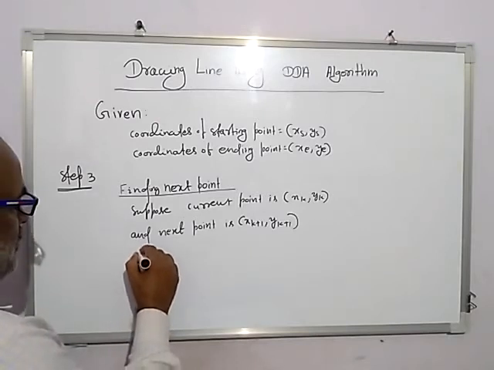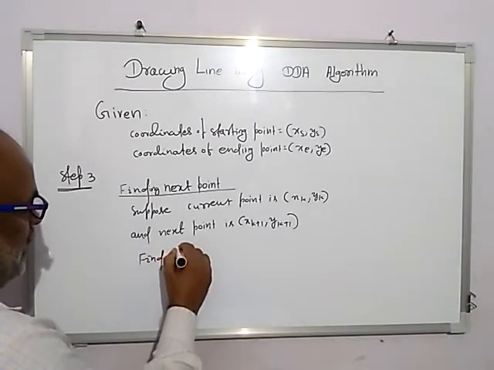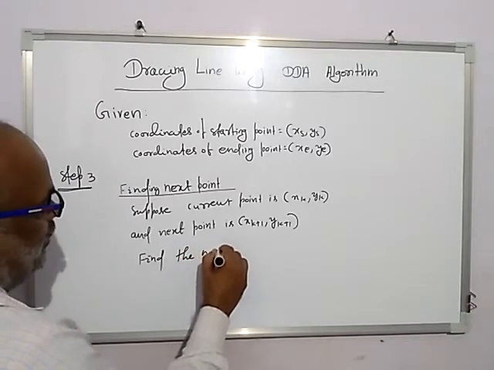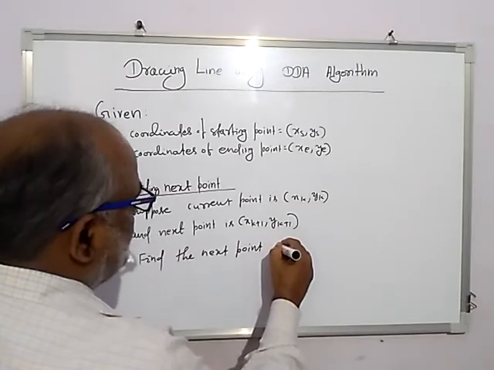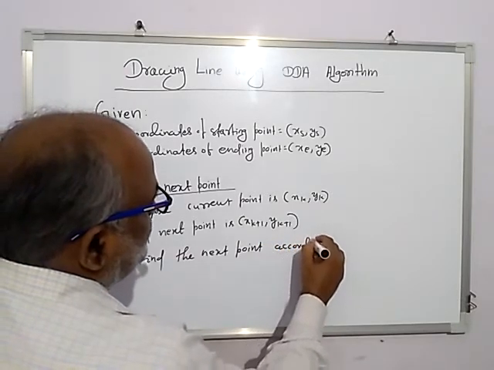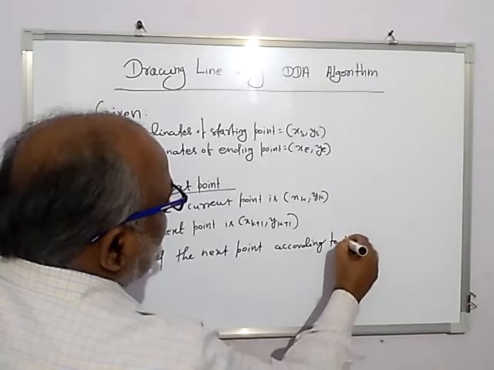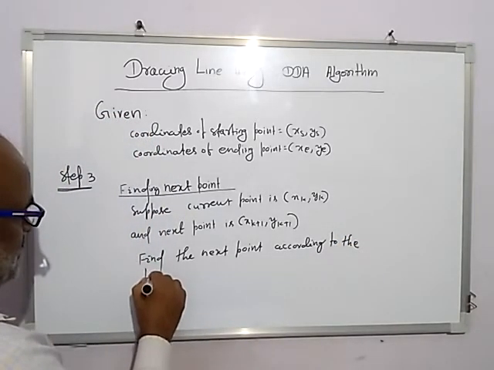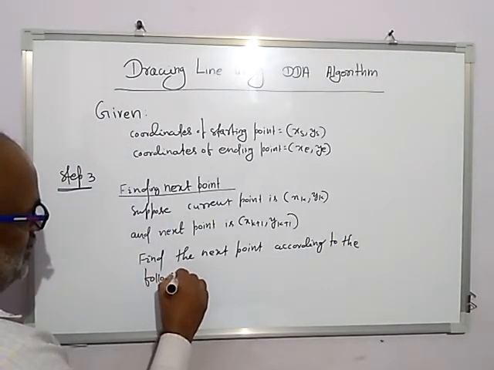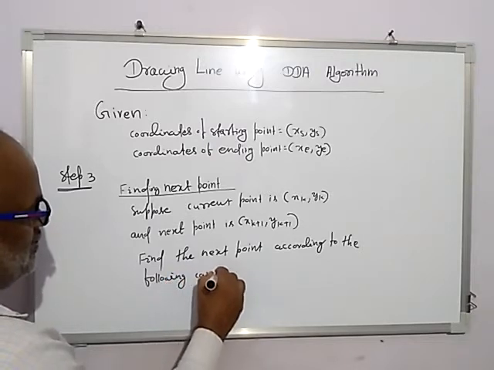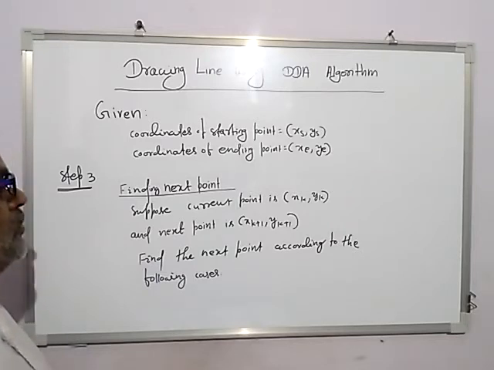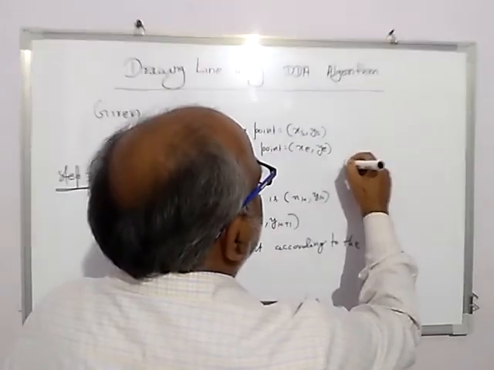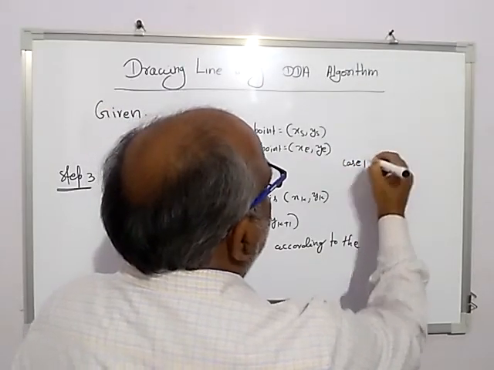We have to find the next point according to the following cases. There are three cases. So according to the case, we have to find the next point. So case 1. What is case 1?